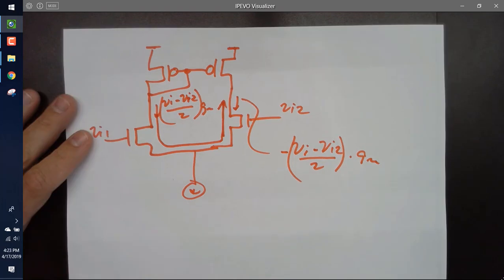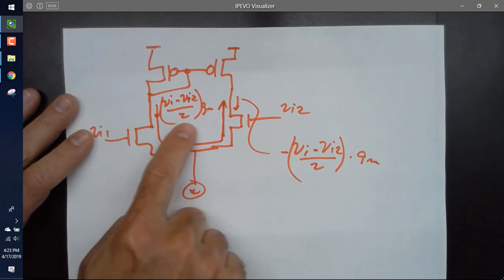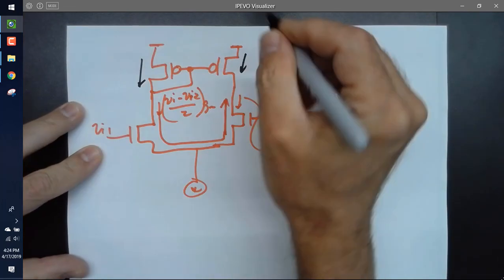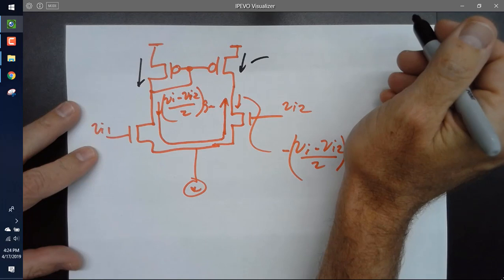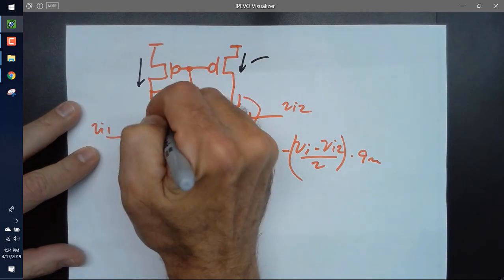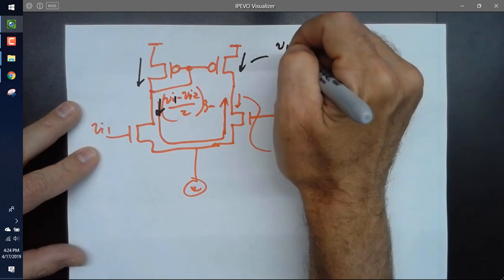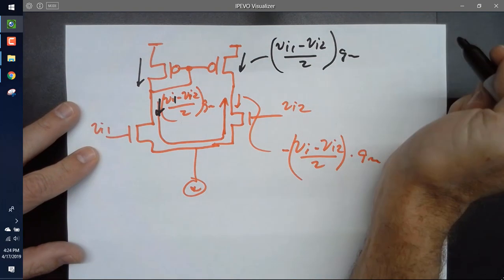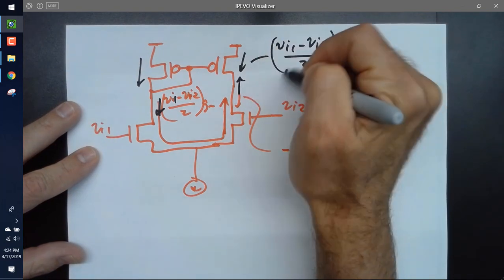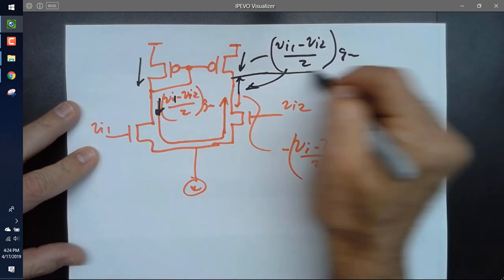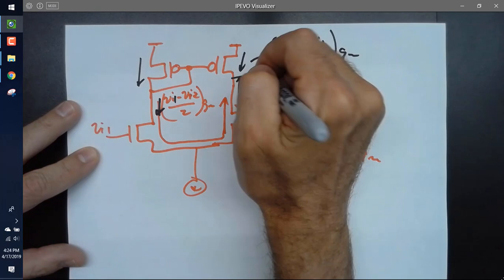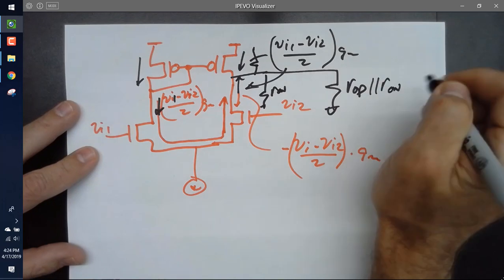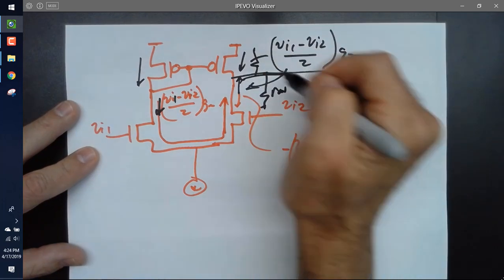Okay. So I have a current here flowing, going up of gm. But now notice the current action here and here. So what's this current equal to? It's the same as this one. It's (Vin1 minus Vin2) over 2 times gm. And the current flowing in here is the same thing. So what's the total current flowing into Rout P and Rout N? What's this total current flowing in like this?